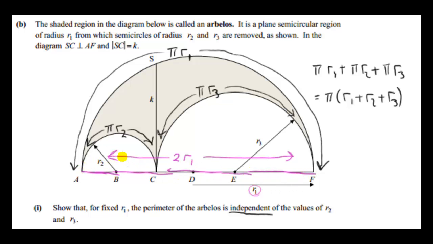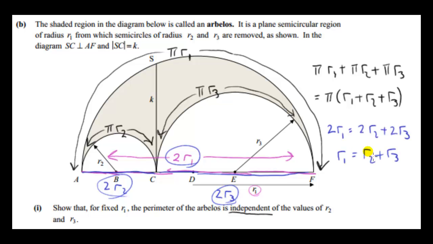But this diameter is made up of twice the radius of this circle plus twice the radius of this circle here. So this is 2r2, and this distance here is 2r3. So we can see that 2r1 is just 2r2 plus 2r3. If we just divide this by 2, we can get r1 in terms of r2 and r3. So we can replace r2 plus r3 with r1.